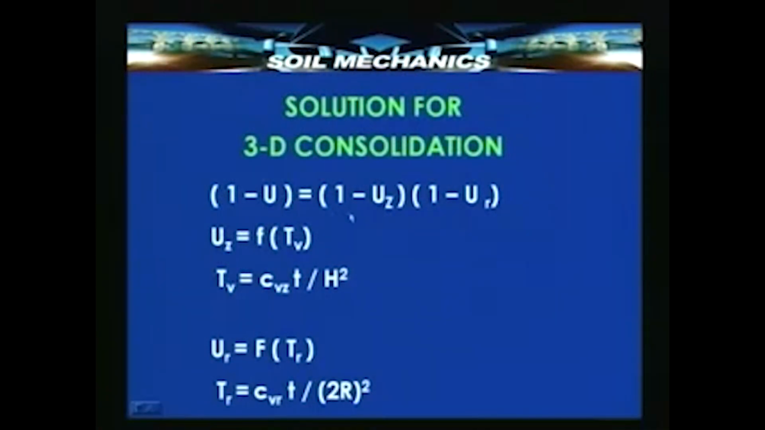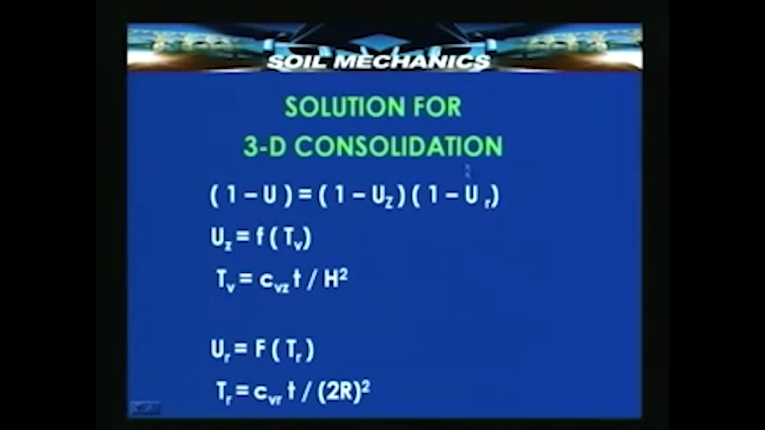using again the product of variables concept, that is 1 minus the total degree of consolidation is taken as 1 minus the degree of consolidation in the vertical direction multiplied by 1 minus the degree of consolidation in the radial direction. Now, uz is a function of Tv, and we already know that it is Cv t by h square. If we can determine Cvz, then there is no difficulty at all in getting capital Tv.